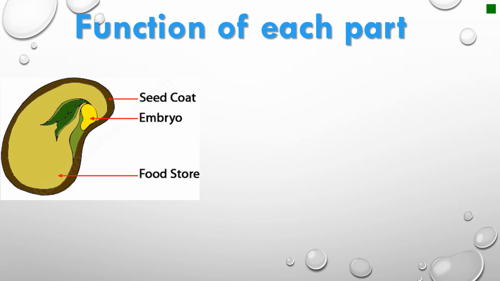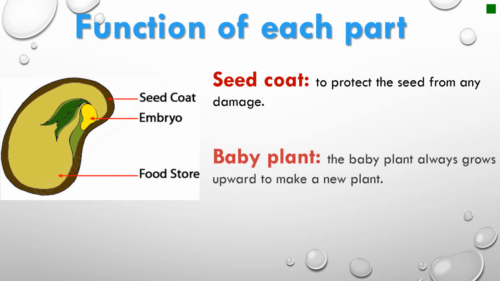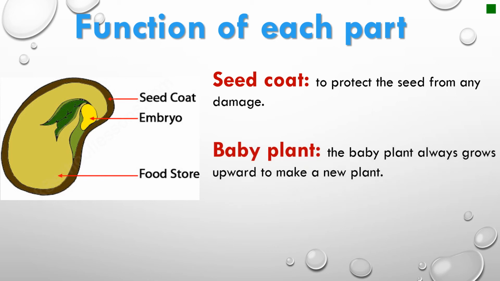What is the function of each part? Don't forget, all seeds have the three parts: seed coat, embryo or the baby plant, and the food store. What is the function of seed coat? As we said, it is similar to the coat that you wear in the winter. So the seed coat is to protect the seed from any damage. Embryo or the baby plant. It's called baby. Later it will become a new plant. So the baby plant always grows upward to make a new plant.